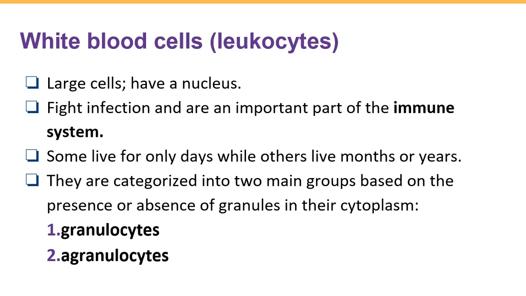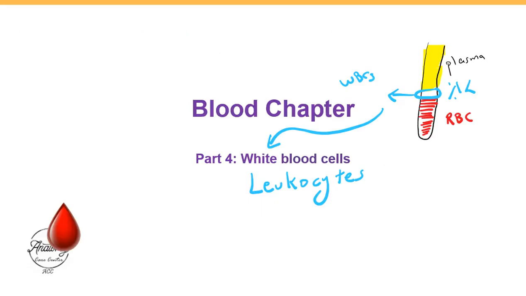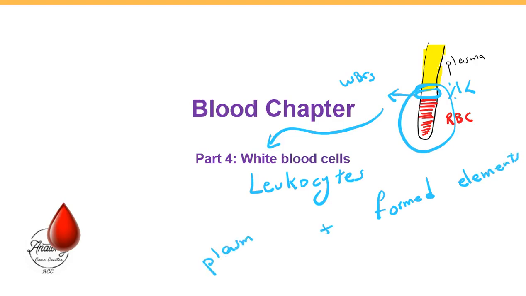Okay, now let's talk about the white blood cells' general features. They are large cells. Actually, we can say they are the only complete and real cells in our blood. We call red blood cells, white blood cells, and also platelets the formed elements. So the blood, which is a connective tissue, is composed of the formed elements plus plasma, right? And we said formed elements are red blood cells, white blood cells, and also platelets.